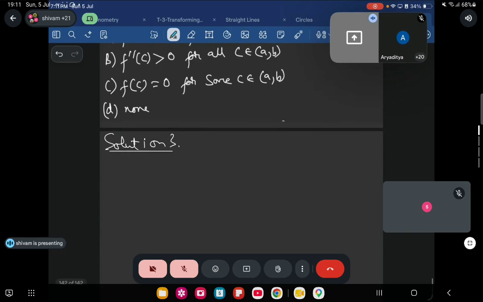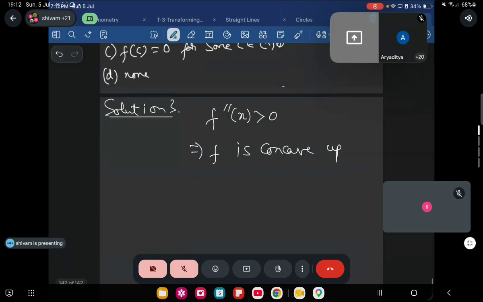Number 3, pay attention, everyone. What does f double dash x greater than 0 mean? Tell me, everyone. This implies f is concave up. Right? Concave up, isn't it? Yes. And f double dash x less than 0, what does it mean? F is concave down, sir. Concave down.